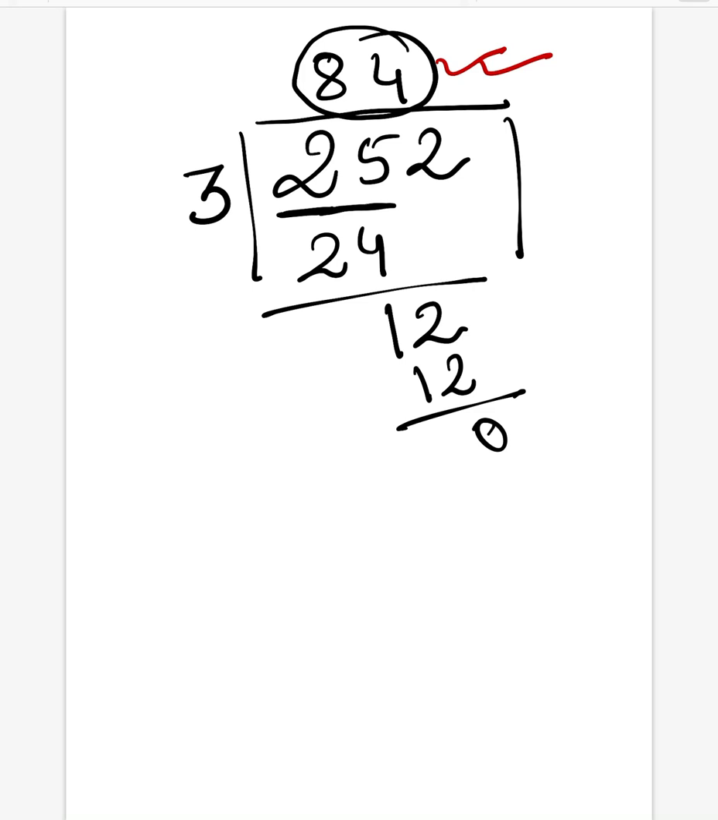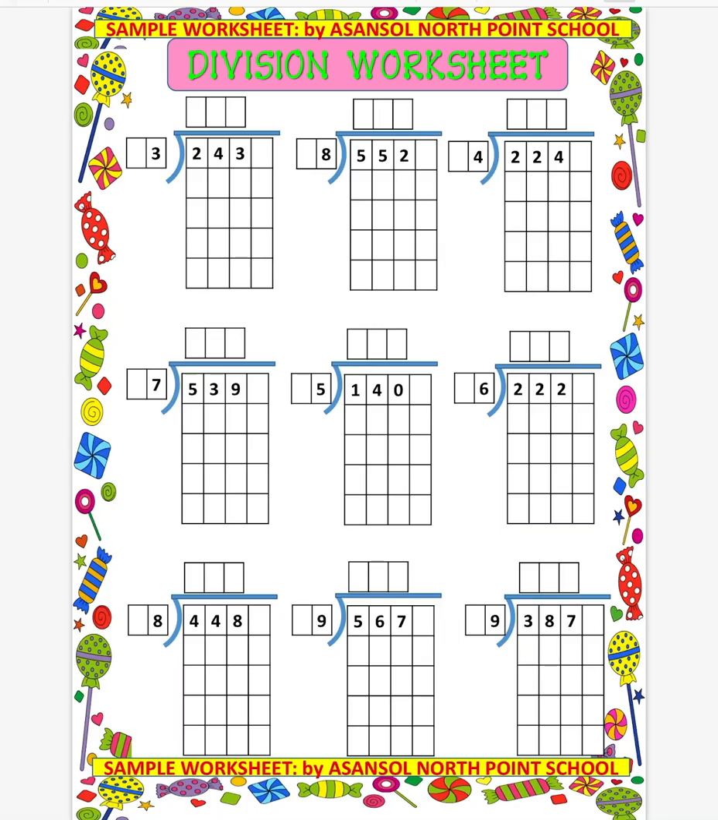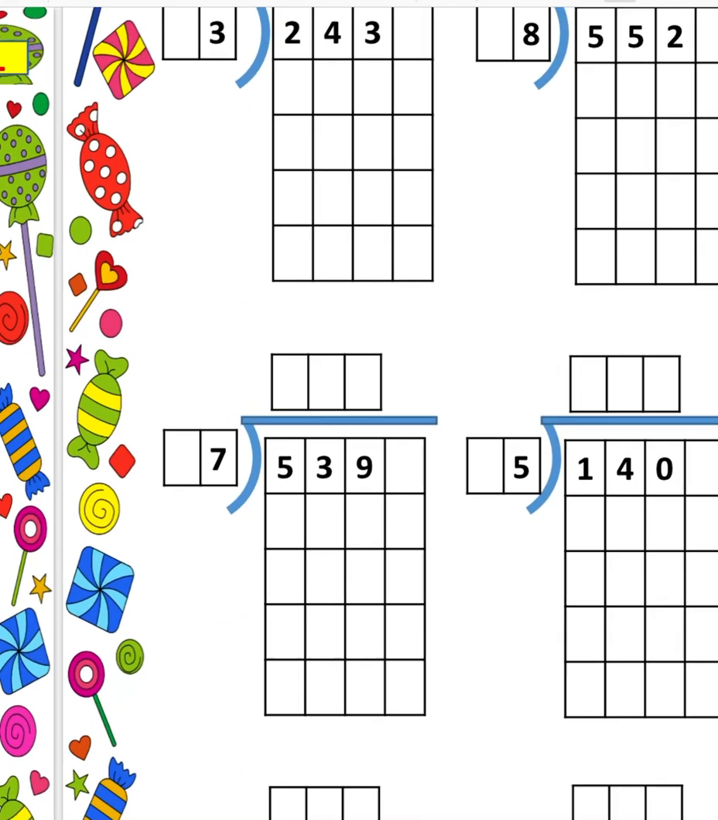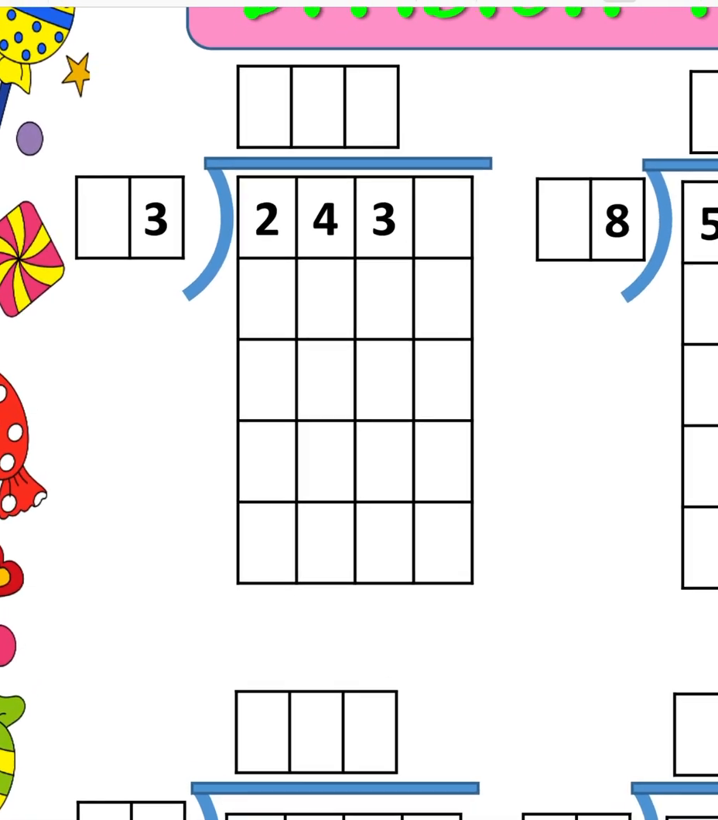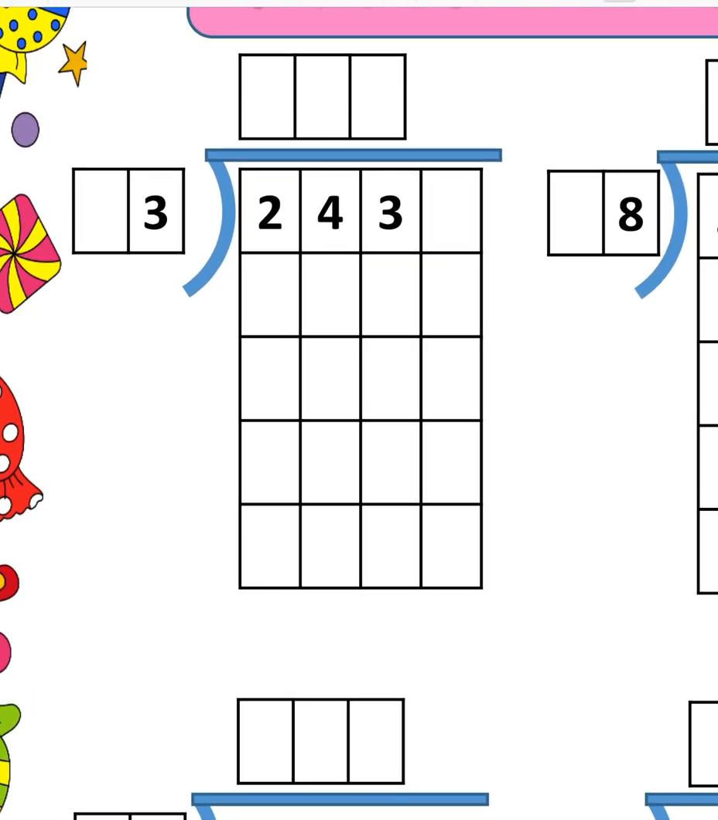So this is a three-digit number, 252. We have done the division of a three-digit number by a one-digit number. 3 is a one-digit number. Now a few examples are there, so let us discuss one or two examples to clear your concept.